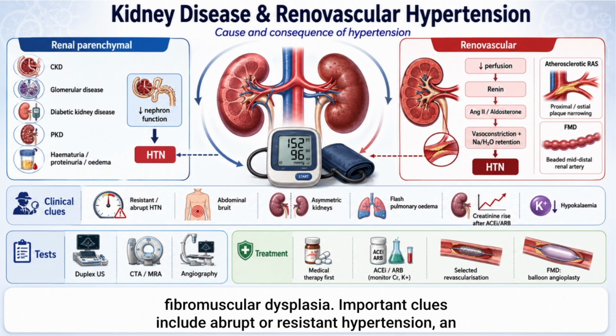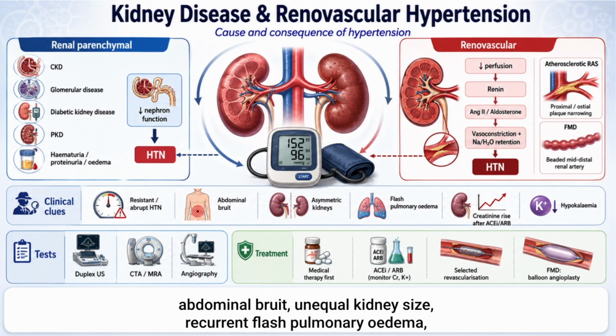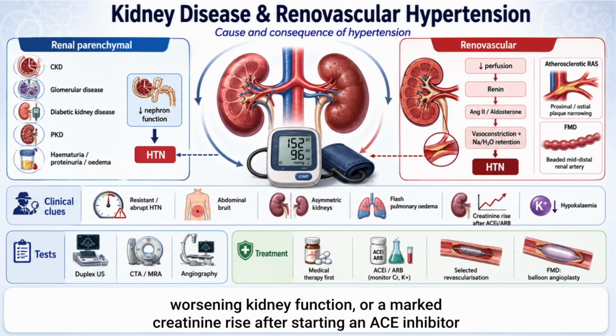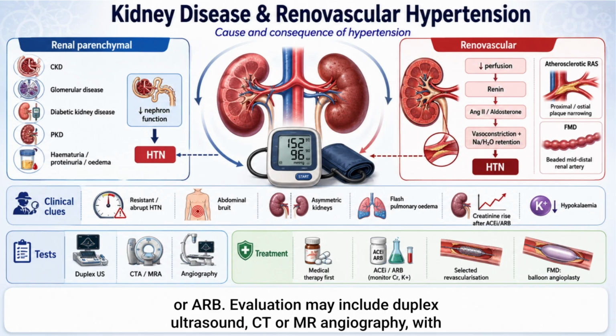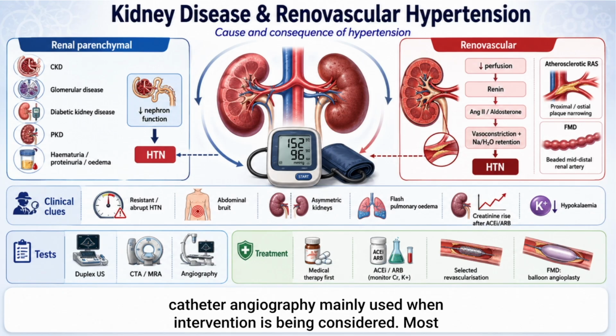Important clues include abrupt or resistant hypertension, an abdominal bruit, unequal kidney size, recurrent flash pulmonary edema, worsening kidney function, or a marked creatinine rise after starting an ACE inhibitor or ARB. Evaluation may include duplex ultrasound, CT, or MR angiography, with catheter angiography mainly used when intervention is being considered.